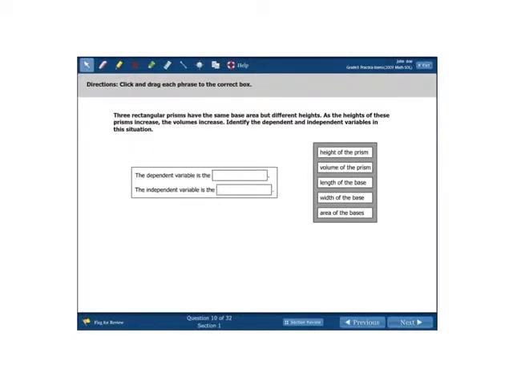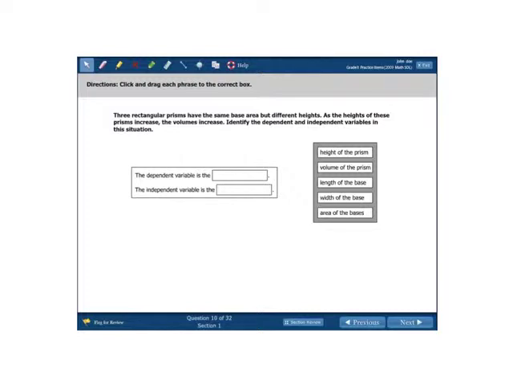Okay, 3 rectangular prisms have the same base area but different heights. As the heights of these prisms increase, the volumes increase. Identify the dependent and independent variables in this situation. We have seen this question before during the school year. A lot of these questions have been kind of mixed into the different things that have come to us from the city and different things I've done with you.